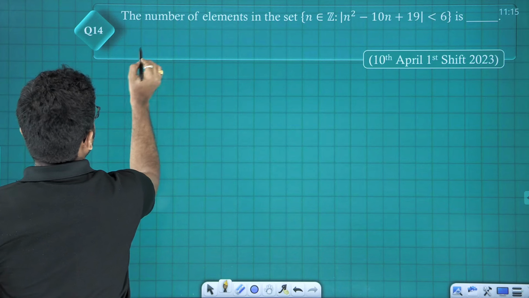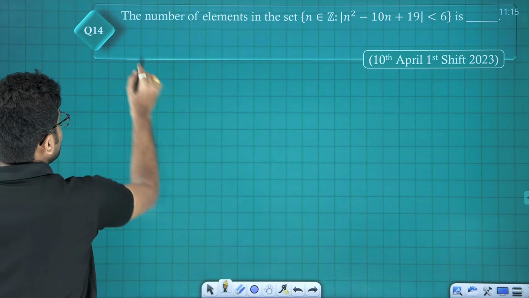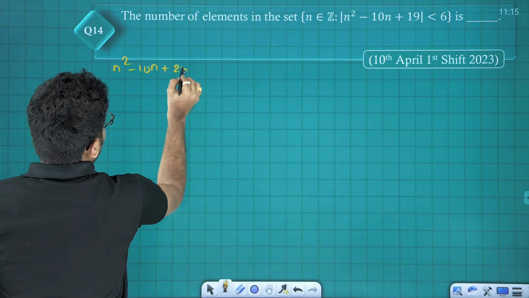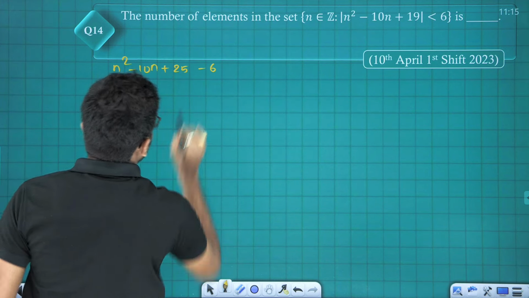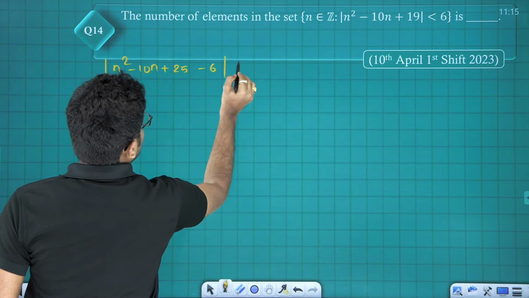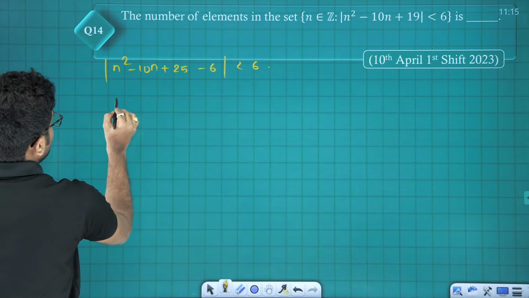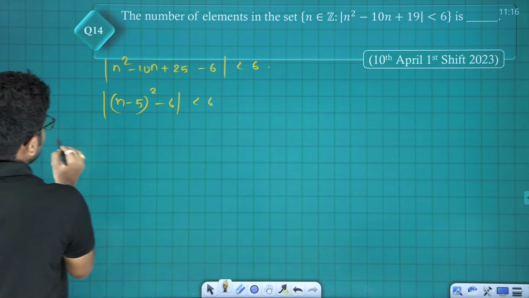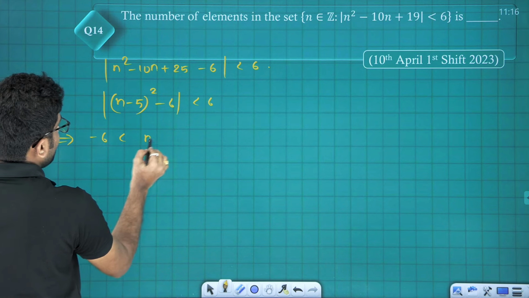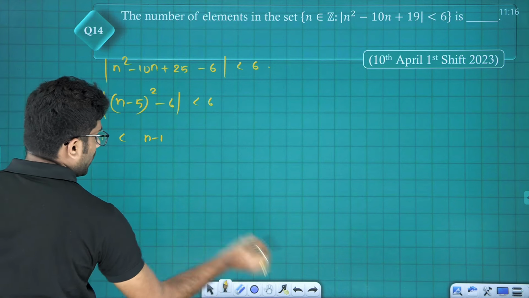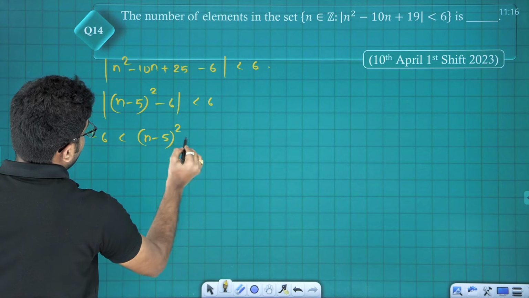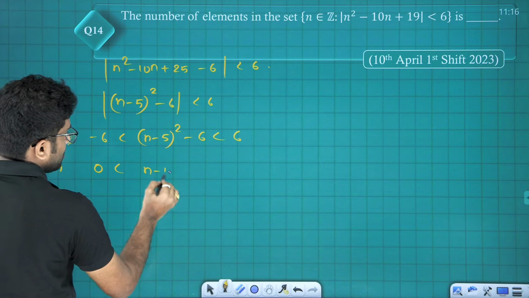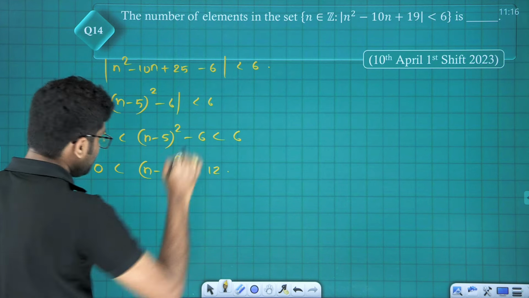So we'll do one thing. N square, we have added 6 and subtracted 6. So n square minus 10n plus 25. We need only 19, no? So minus 6. Mod of this is less than 6. This value can be written as n minus 5 whole square minus 6 less than 6. So that means minus 6 less than n minus 5 whole square minus 6 less than plus 6. Now add 6. So 0 less than n minus 5 whole square less than 12.